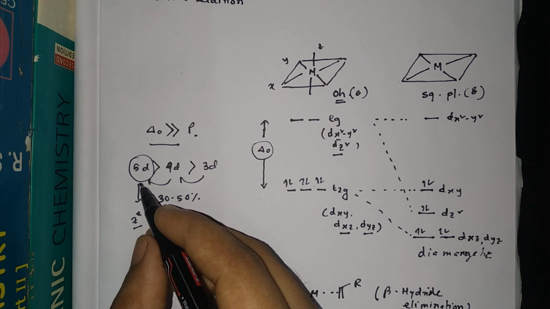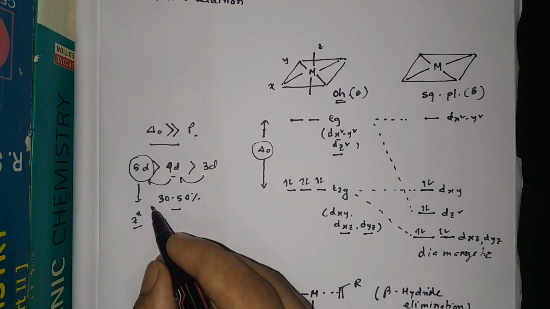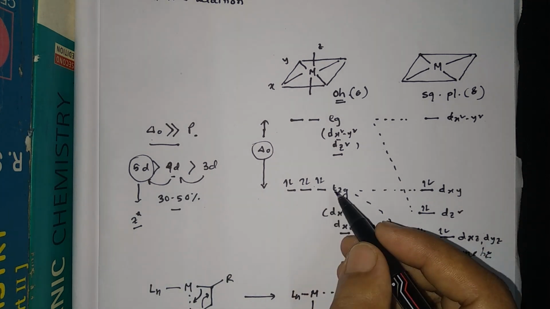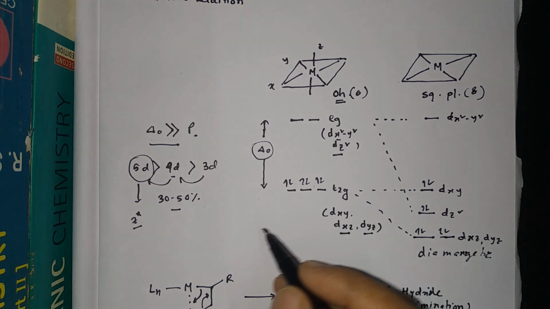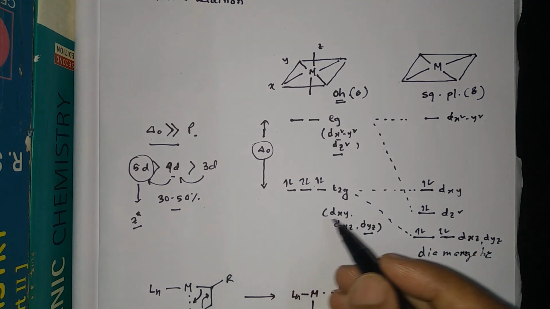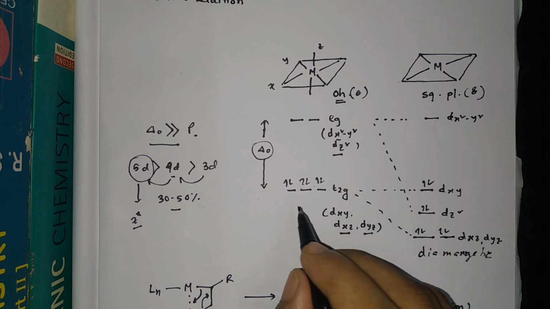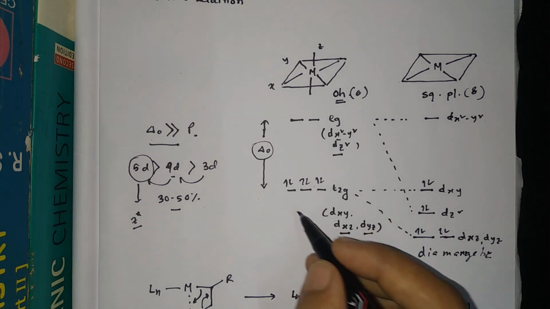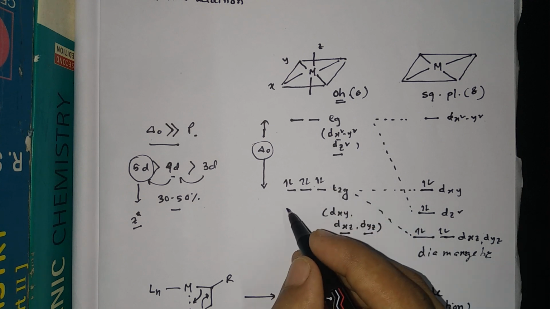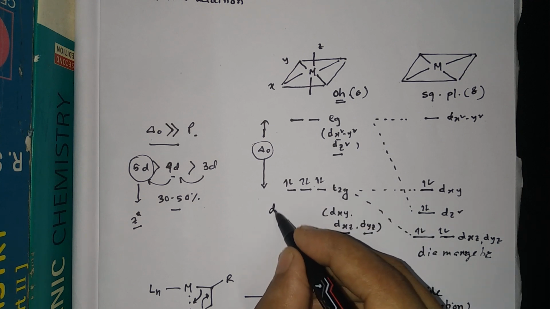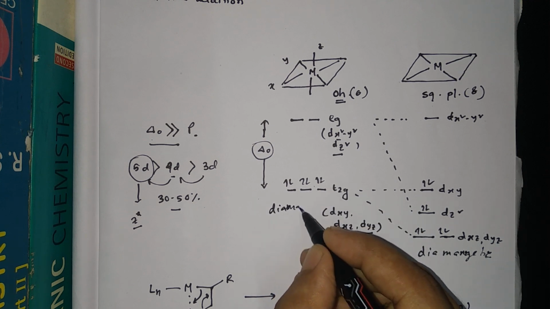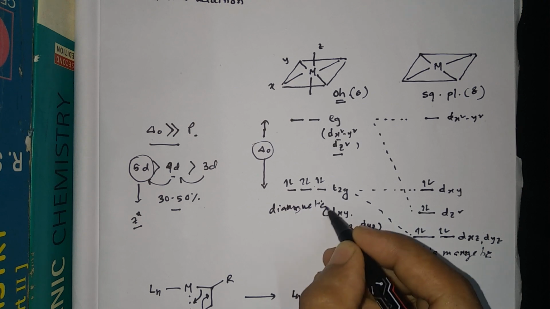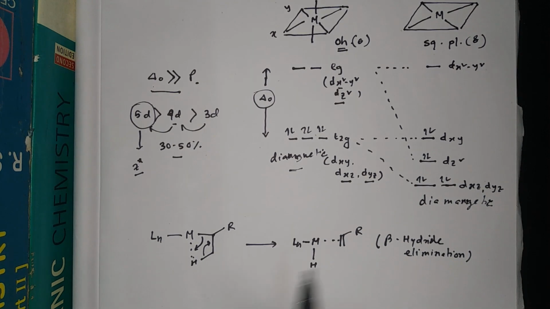So the delta 0 value of 5d is much higher than 4d and 3d, and hence 5d and 4d always prefer the low spin complex. It does not depend on the ligand property. The ligand may be a weak field ligand or a strong field ligand, but the compound will be a low spin complex, and hence this is the structure, and all electrons are paired, so it is diamagnetic. So both compounds are diamagnetic, and now we will discuss beta hydride elimination.